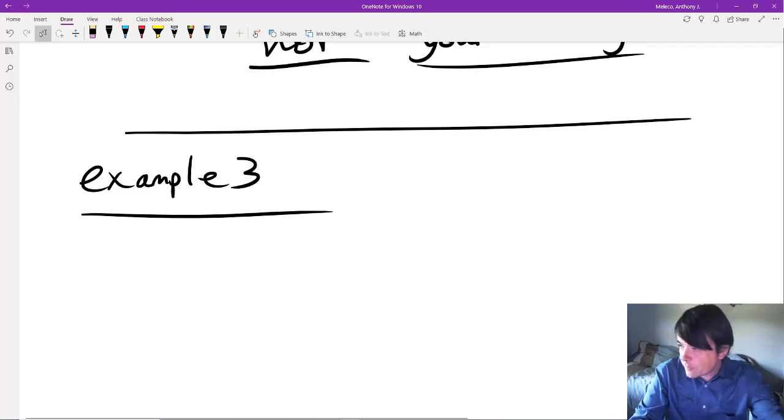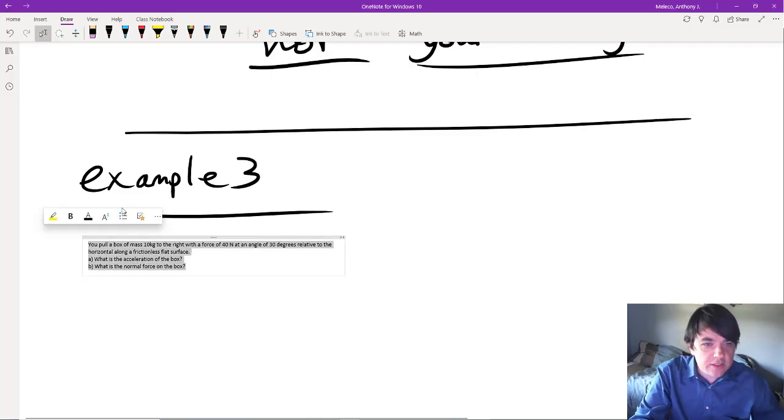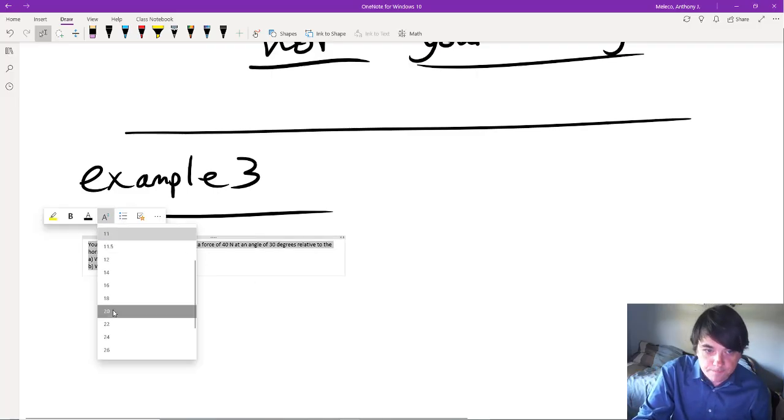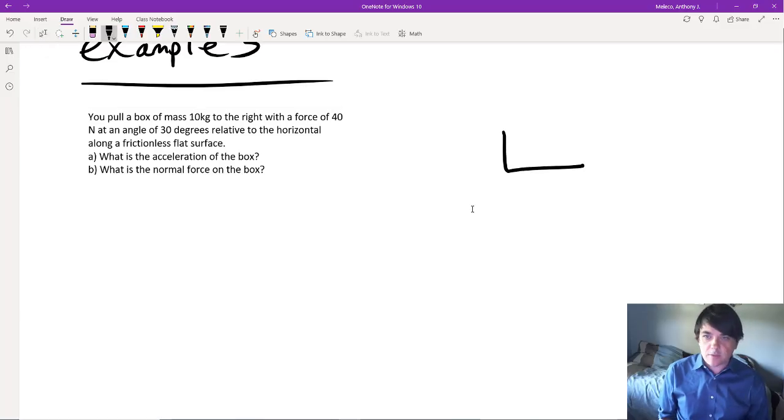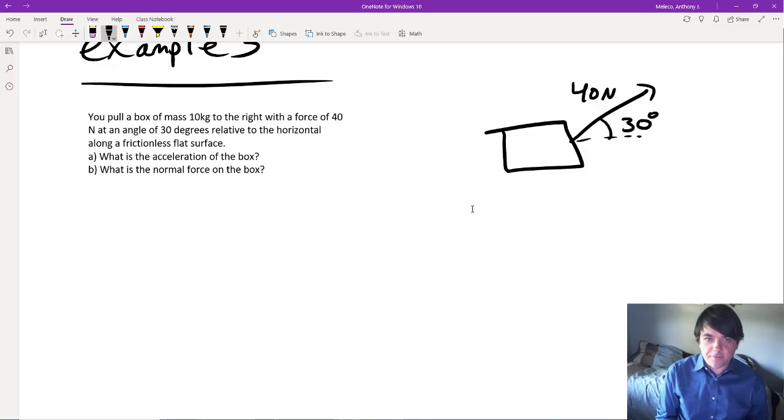Let's look at example 3. So this is going to be a two-dimensional example because we haven't done one yet. We've only been doing 1D. So you pull a box of mass 10 kilograms to the right with a force of 40 newtons at an angle of 30 degrees relative to the horizontal, along a frictionless flat surface.